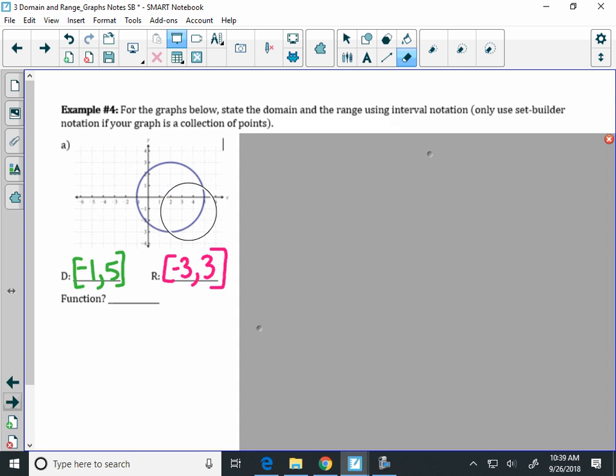Now we have to decide, is this graph a function? Well, think about the vertical line test. If I draw a vertical line here, it crosses twice, so it is not a function.